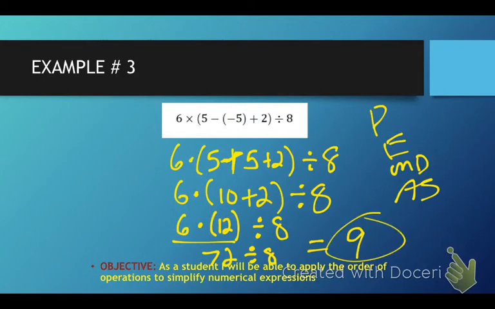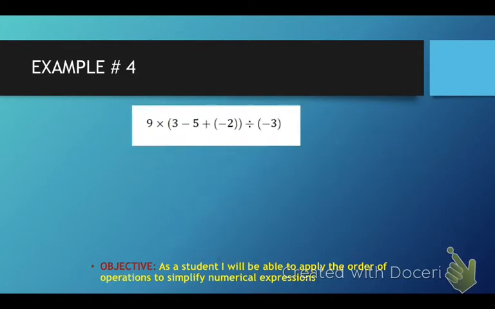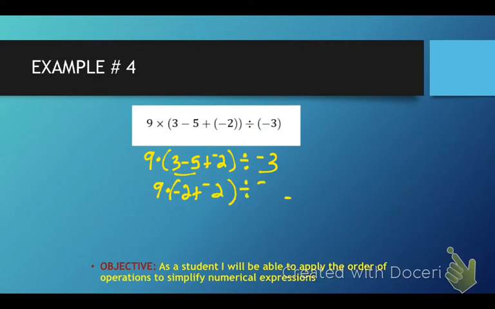All right, example number 4. Getting close. I'm going to rewrite it first. Okay, we have 9 times (3 minus 5 plus a negative 2) divided by a negative 3. We're going to go ahead and get started. We have a subtraction and an addition problem, so we're going to do left to right. We subtract in parentheses first. 3 minus 5 is negative 2. So we have 9 times (negative 2 plus a negative 2), divided by a negative 3.